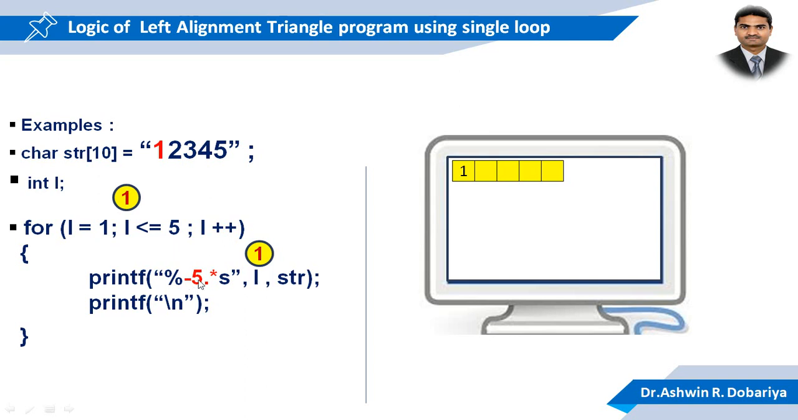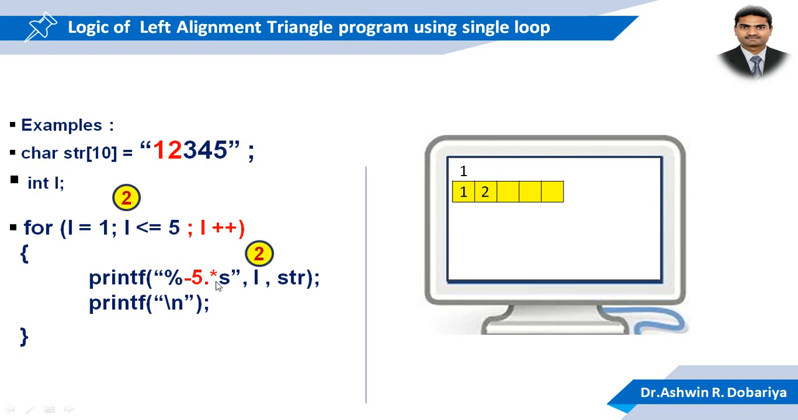So internally -5.1. So -5 means left align, total size 5, and out of this string we want to display only the first character. So here 1, then \n. Now see, when I increment by 1, I becomes 2. Now what happened? 2 is less than 5, the condition becomes true.